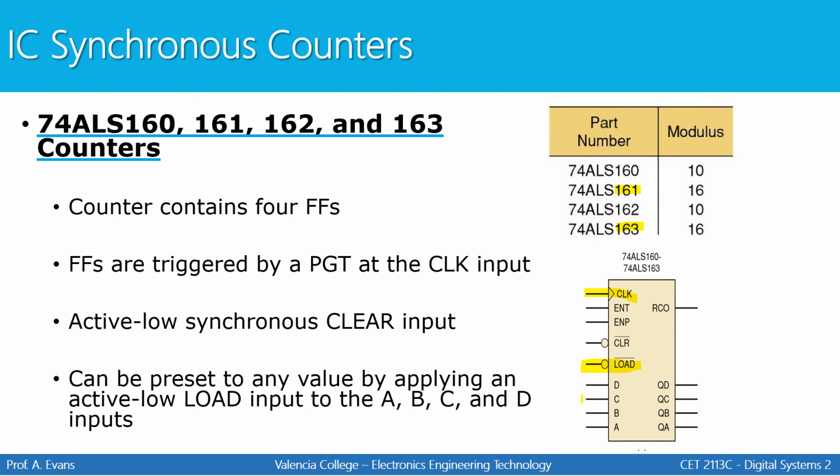So I can preset the value of the counter by applying a value at D, C, B, and A. I can then send a low signal to the load input, and then the outputs of the counter will be whatever I want it to be based off of the inputs supplied to D, C, B, and A.